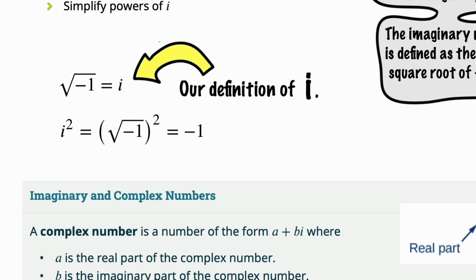In today's video, we're going to take a look at complex numbers. And we're going to learn how to add and subtract them, multiply and divide them, and simplify powers of i.